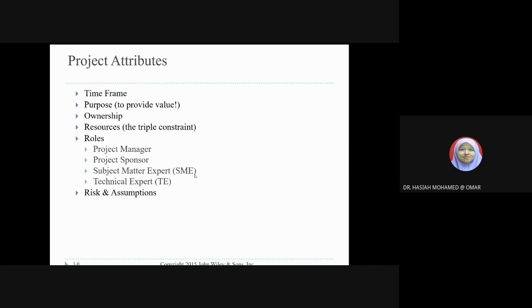Subject matter expert, let me give you some examples. Let's say you want to develop a multimedia application to teach science for year 5 students, children in year 5 at primary school. So who is the subject matter expert? Among them is the teacher who teaches the science subject. So this is the subject matter expert.